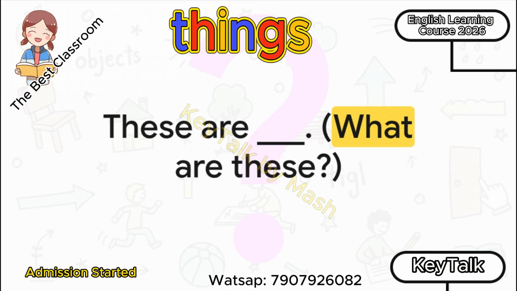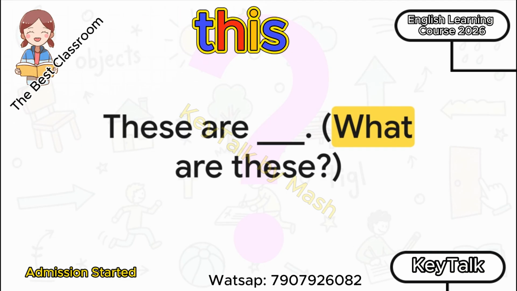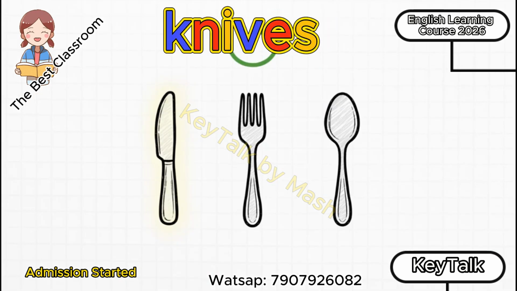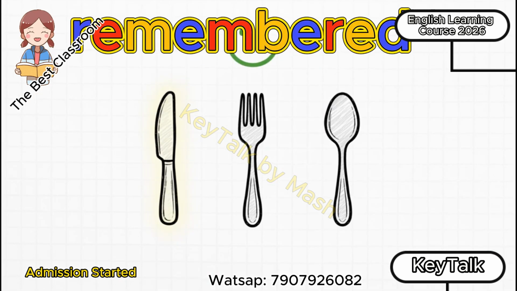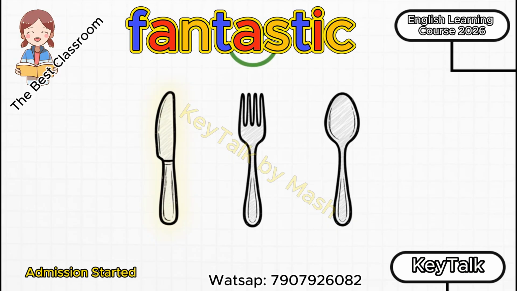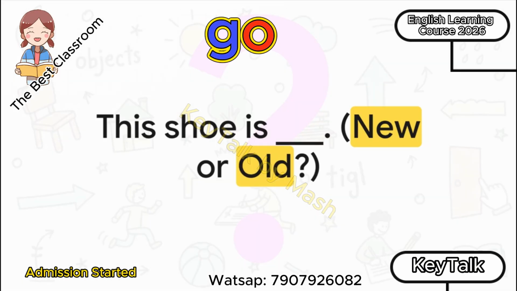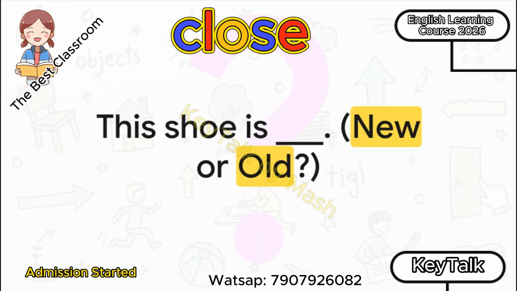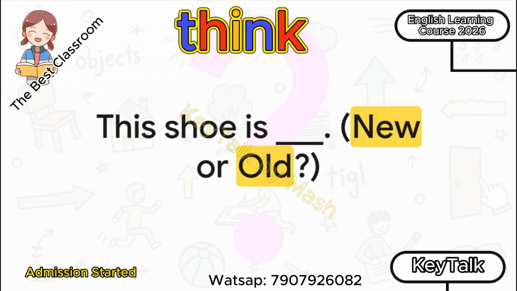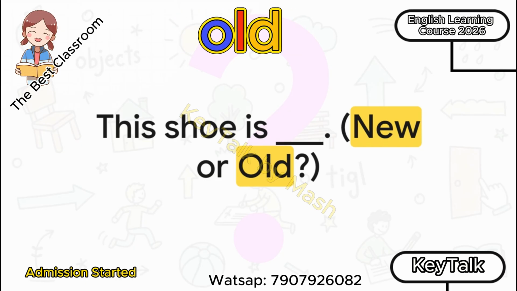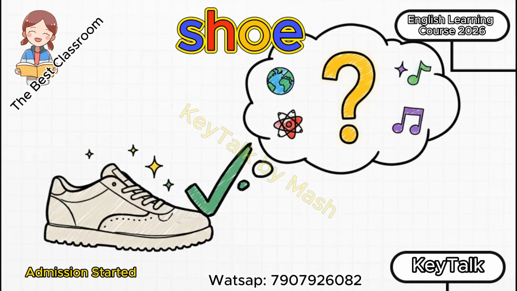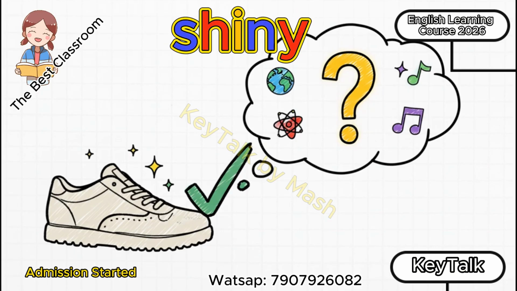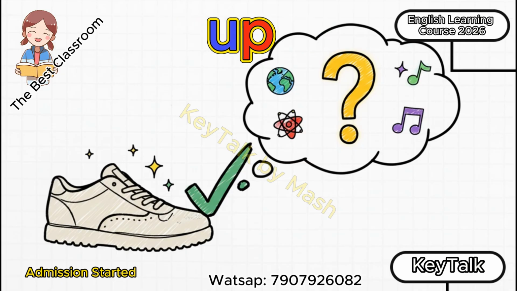Okay, let's move on to the next one. What do we call these things when we see them all together like this? Exactly. These are knives, forks, and spoons. You remembered all three of their names. Fantastic. All right, here we go. Last question for today. Take a close look at this shoe. What do you think? Is this shoe new or is it old? Yes, you're right. This shoe is new. You can tell because it's all shiny and clean, not scuffed up or worn out.